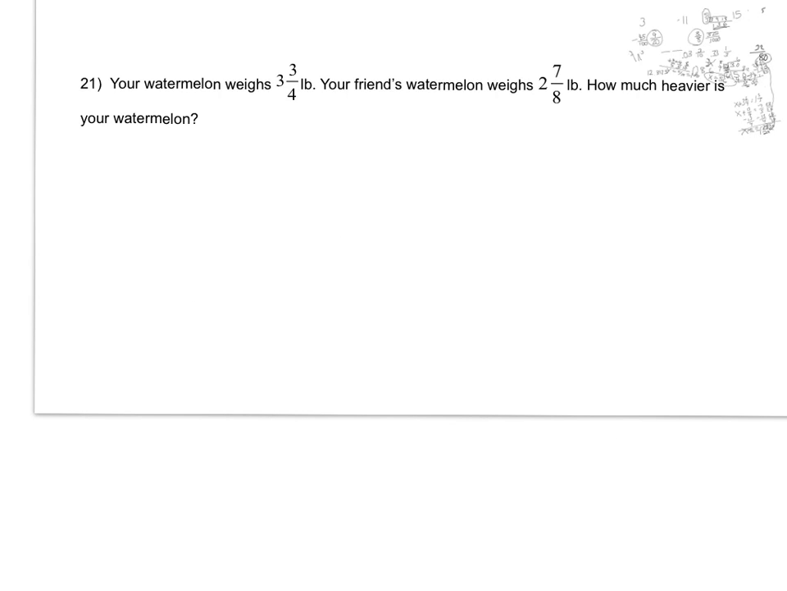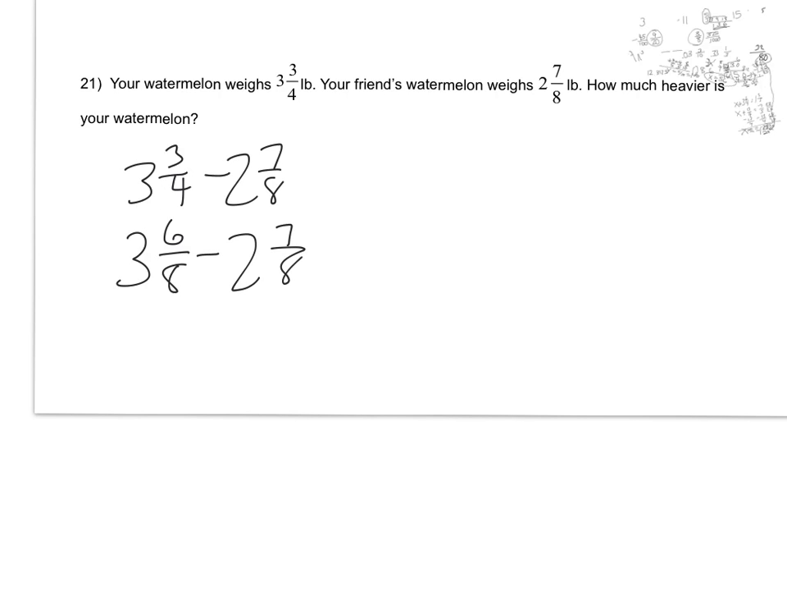On the last one here, I also will show 3 different methods. It kind of depends on what you want to do. 3 3/4 minus 2 7/8. One way you could do that is find a common denominator, which is 8. So we have 3 6/8 minus 2 7/8, and we can't subtract.